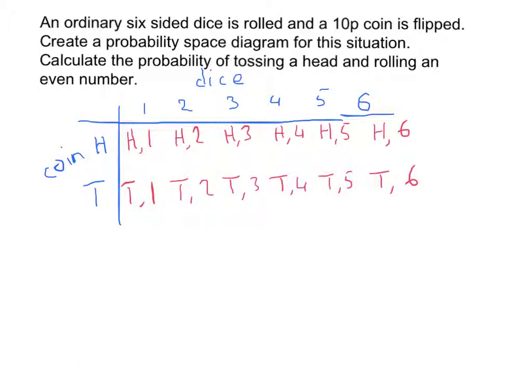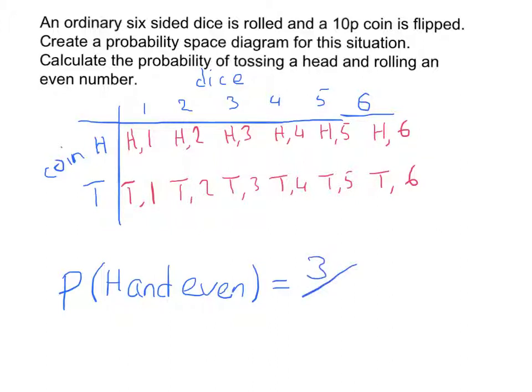So the probability that we're after, so the probability of head and even is 3 out of a possible 12 outcomes, which we know we can simplify down to 1/4.